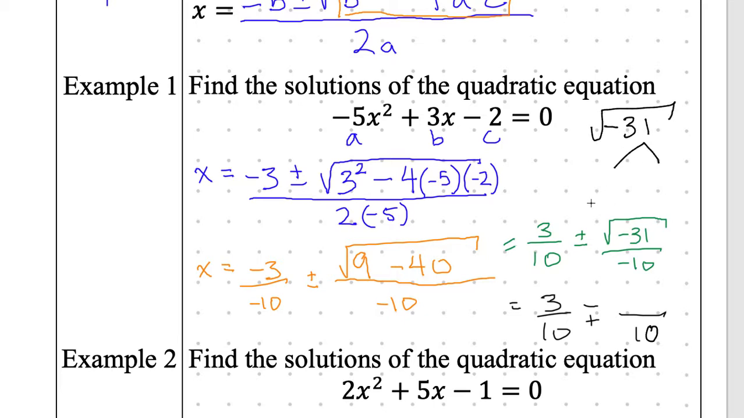What times what is 31? It's a prime number, I think. Yeah, 31 and 1. I can't factor it, but I can take out the square root of the negative. What is the definition of square root of negative 1? That would be I. So I have I on the outside, and what's left on the inside? 31. There it is. Everyone write it down. That is your final answer.